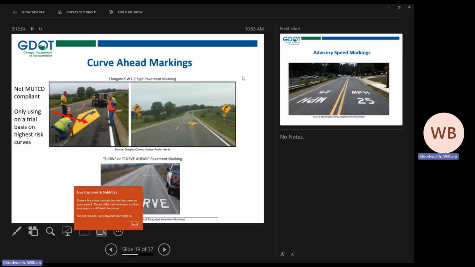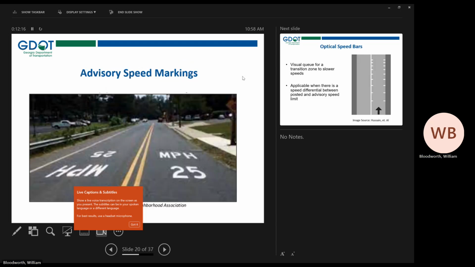Also, we're installing slow or curve ahead warning pavement markings on our high risk curves as well to, again, alert people to what's going on so they're aware of the advisory speed and what they're about to drive into. Again, advisory speed markings as well, 25 miles per hour or more, so that we want you to be fully aware of what you're doing, how we want you to drive, how we want you to handle the curve as you're maneuvering.